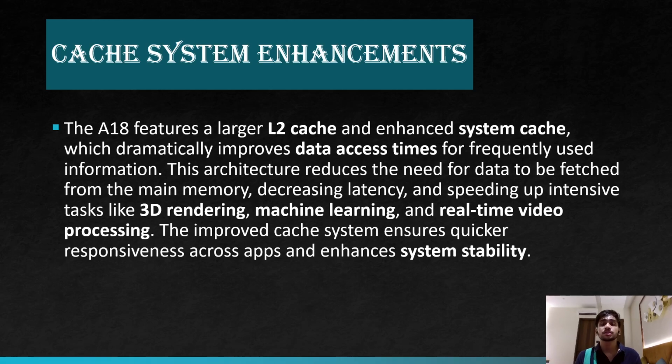Now talking about cache system enhancement, the A18 features a large L2 cache and enhanced system cache, which dramatically improves data access time for frequently used information. This architecture reduces the need for data to be fetched from the main memory, decreasing latency and speeding up intensive tasks like 3D rendering, machine learning, and real-time video.